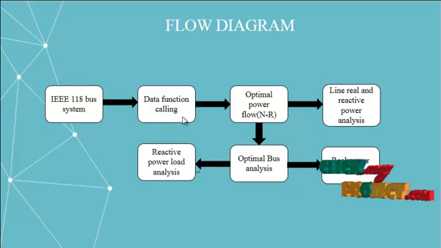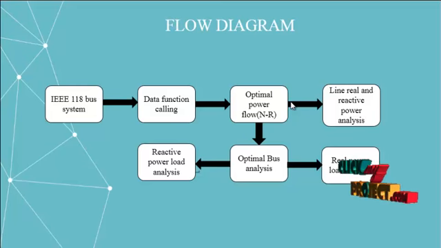Then it goes to the optimal power flow. We use the Newton Raphson optimal power flow because our iteration numbers are very few, and it is an automatic convergence algorithm. So this is faster than the fast decoupled method. We use the optimal power flow, and some DC programming functions are imported into this interior block of the Newton Raphson optimal power flow.